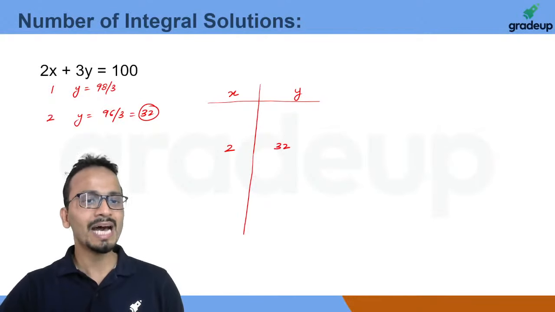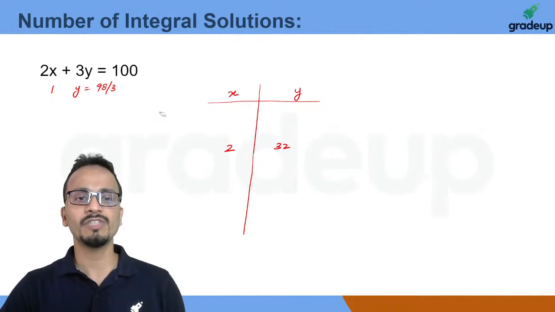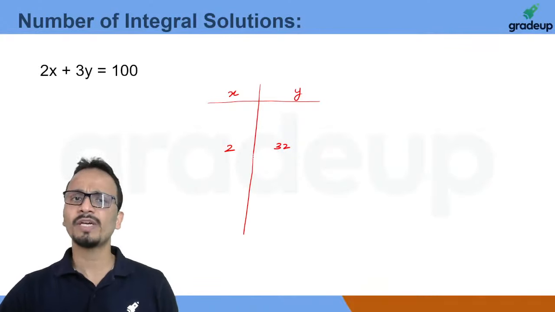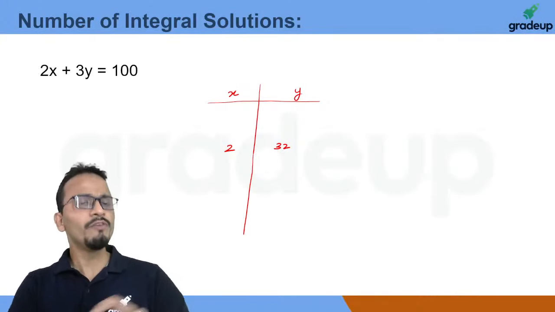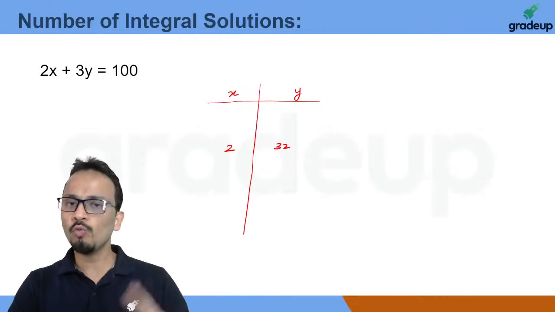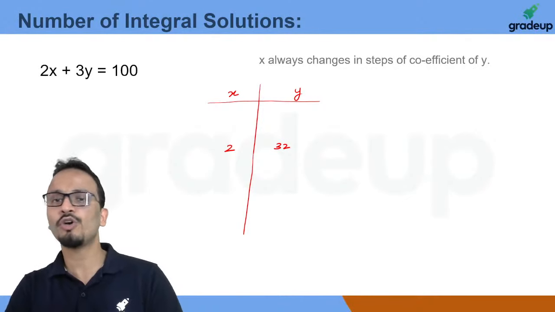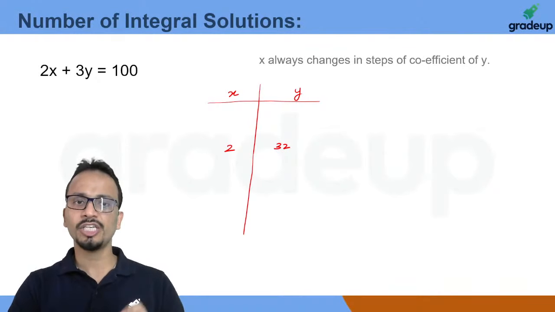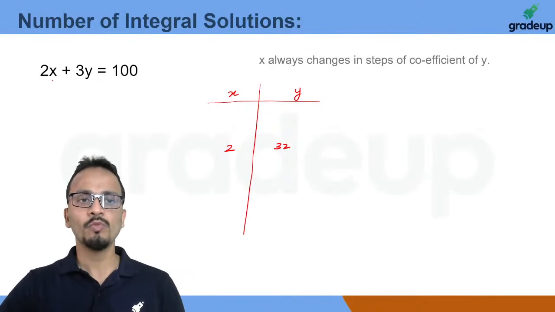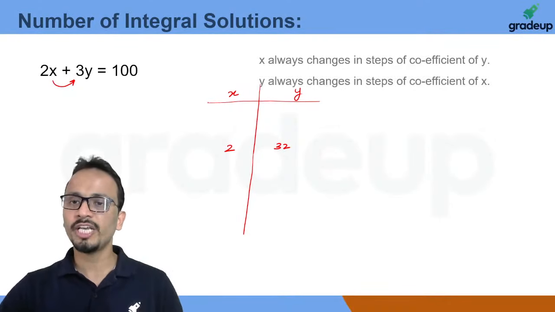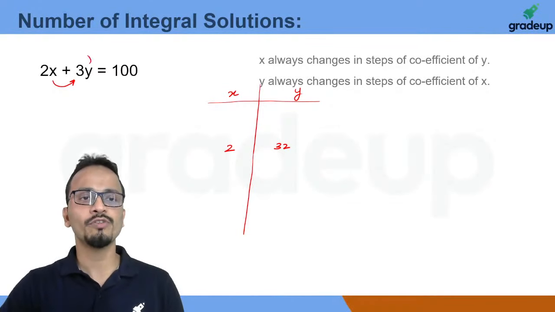So what till now I have done is, I'll erase some of these things. Till now, I have calculated a set of values of x and y which are both integers and satisfy the given equation. Now whenever we are dealing with linear equations in two variables, I can always say that if the value of x changes in steps of the coefficient of y, then the value of y will change in steps of the coefficient of x.